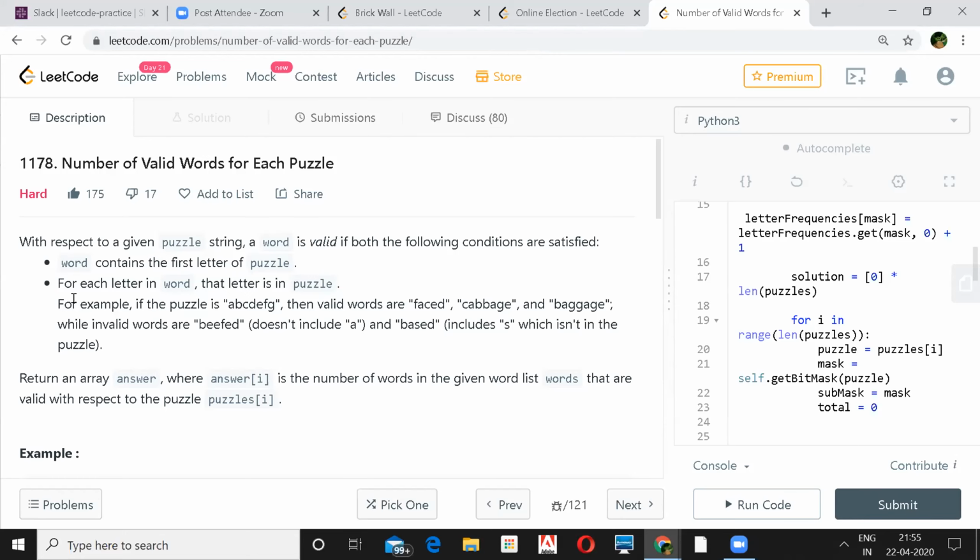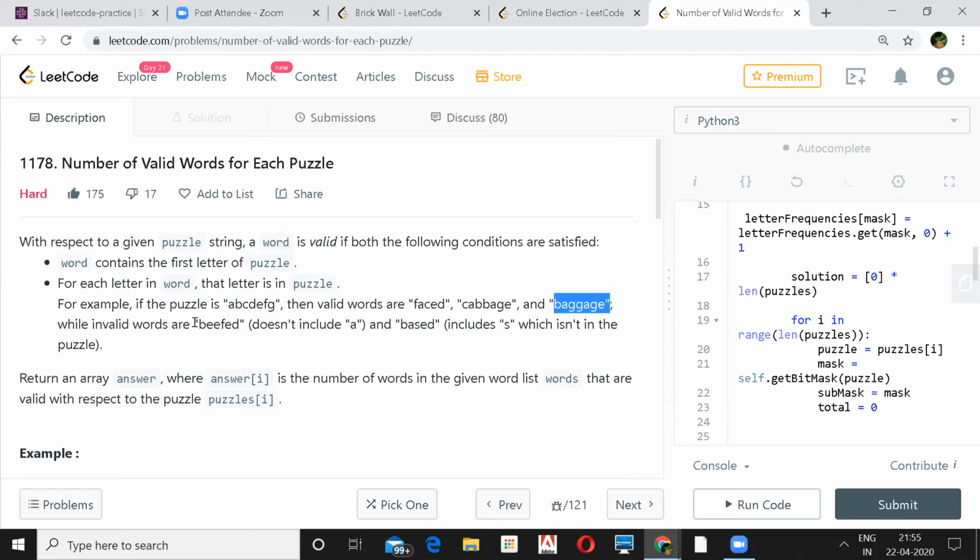That letter is in the puzzle. For example, if the puzzle is this, all the possible permutations of this word, like F, A, C, E, D, is one permutation. So this is a valid one. C, A, B, B, A, G, all the letters of this word are lying in this. Not necessarily by frequency, only unique. If you see unique here, C, A, B, G, and all these will lie over here. For baggage, all the letters are lying in this.